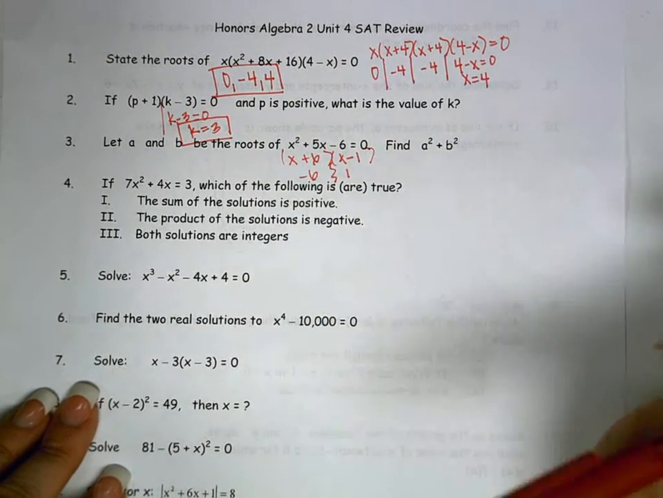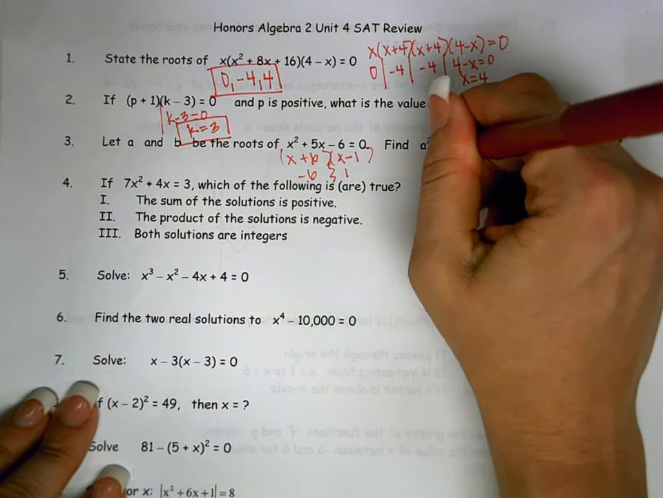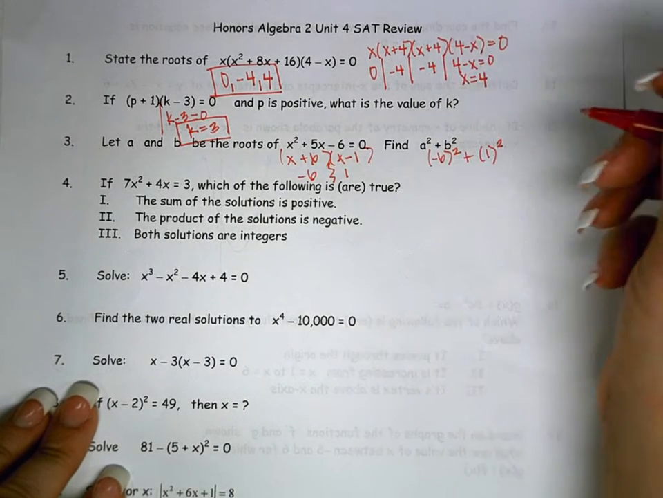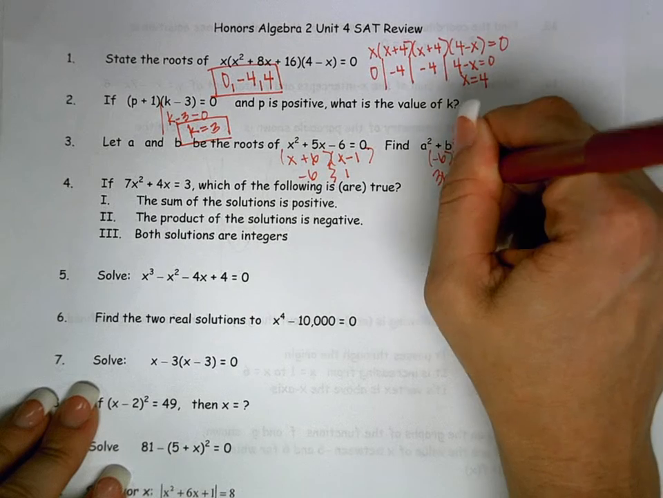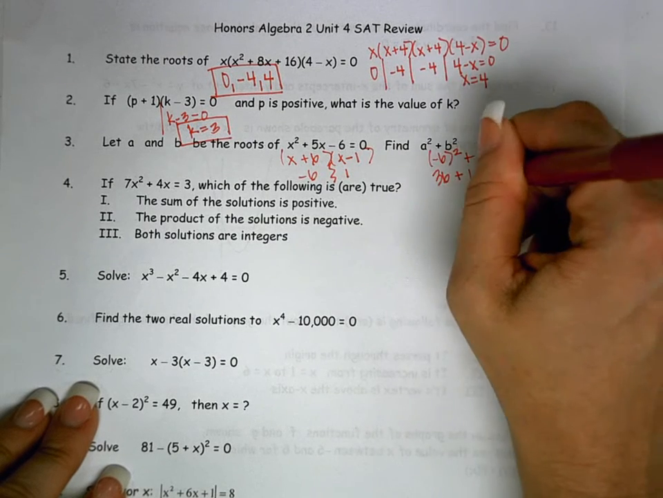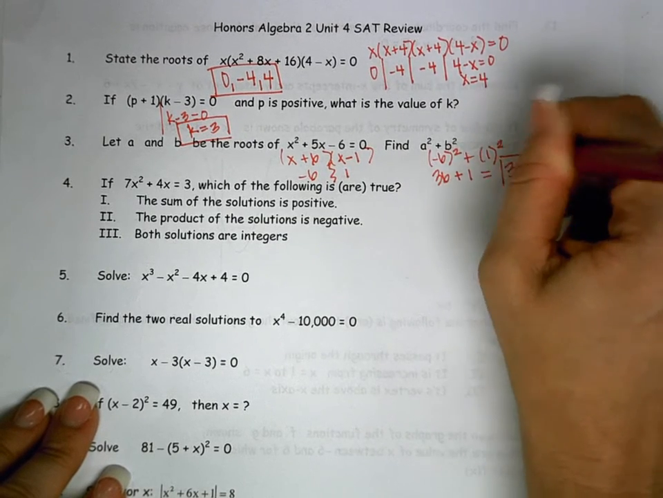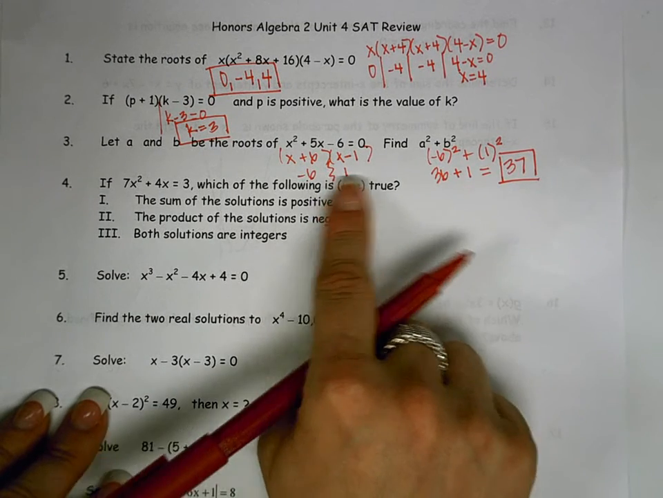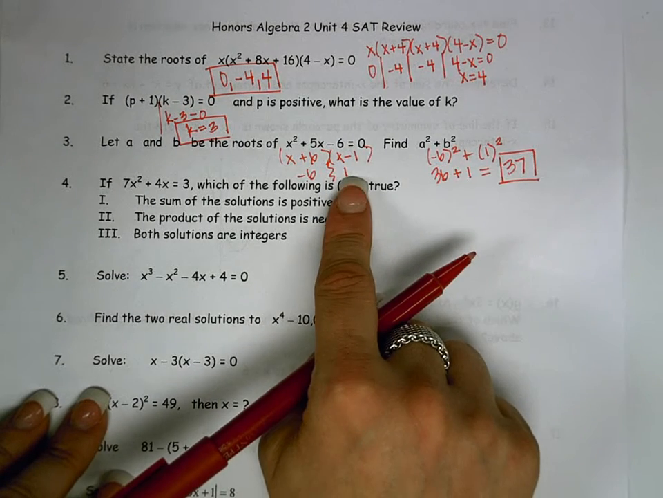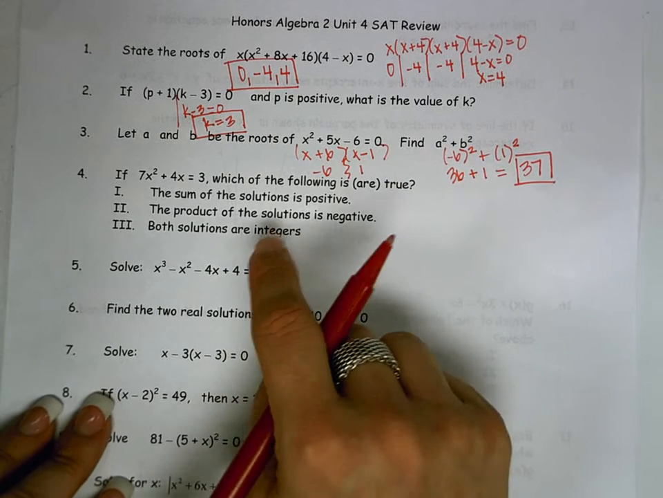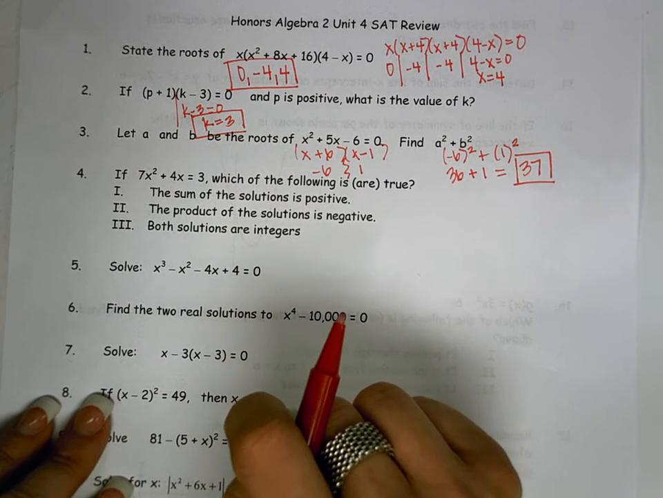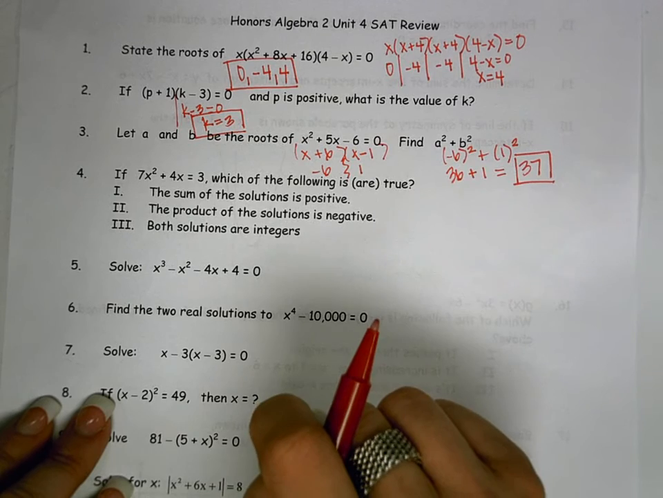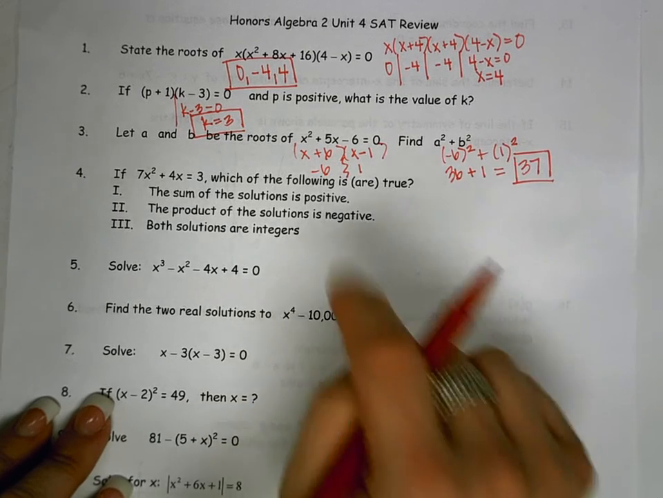Find a squared plus b squared. So negative 6 squared plus 1 squared. Negative 6 squared is 36, plus 1 squared is 1. Add them together, 37. So factor, solve, then find a squared and b squared. Doesn't matter which one is a and which one is b. You square both of them and add them together.